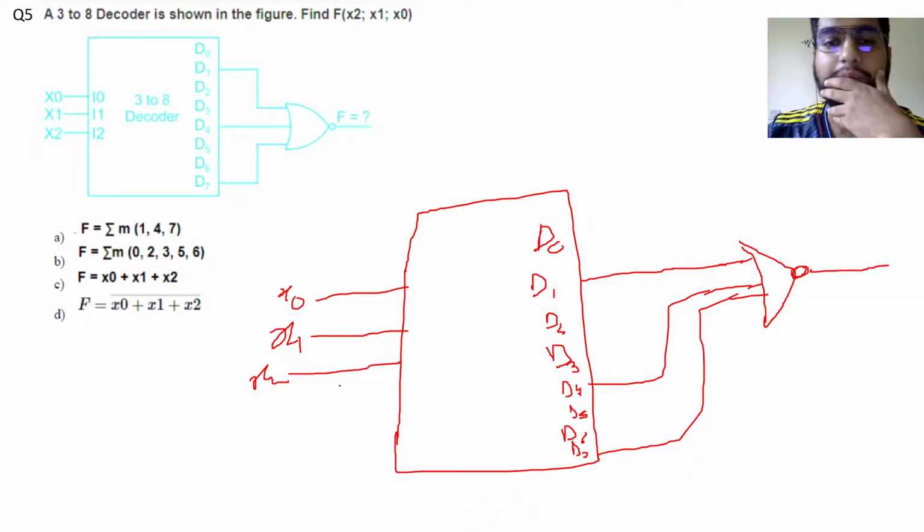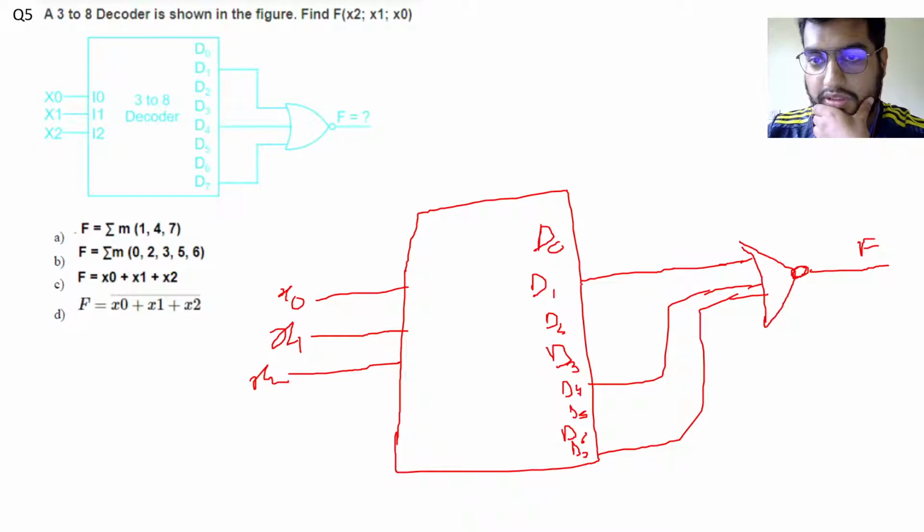So what happens here? If it simply was an OR gate, F would simply have been equal to D1 plus D4 plus D7. So F would have simply been equal to the sum of minterms 1, 4, 7. But since the gate connected here is a NOR gate, this NOR gate gives us the value 1 when all of the inputs are 0. So if you refer to the truth table of a NOR gate, here I am trying the truth table for a 2 input NOR gate.